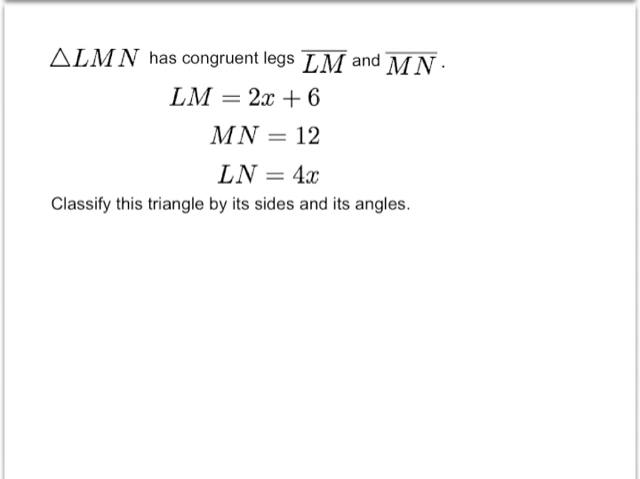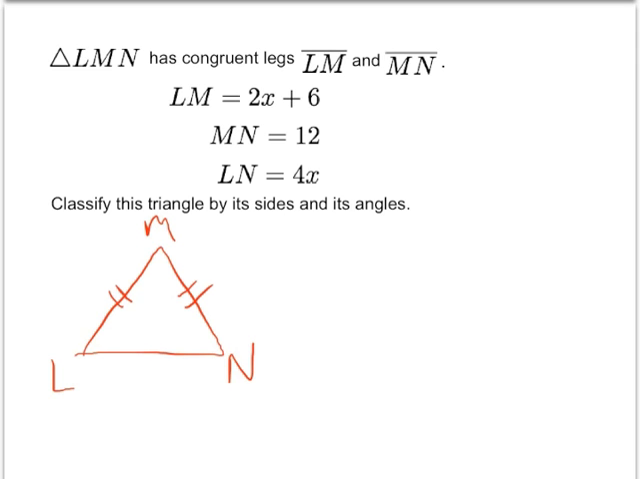Here's a quick example dealing with a triangle with congruent legs. In other words, we know for sure that this triangle is an isosceles. Then it says classify the triangle by its sides. Well, we know right off the bat that it's isosceles, but there might be something else going on. So let's draw out a picture. We have triangle LMN, and we know LM and MN are congruent. So let's say LMN, and I know that LM is congruent to MN.